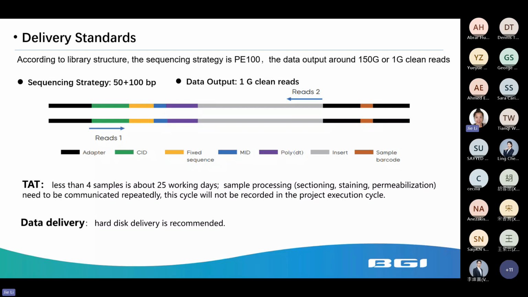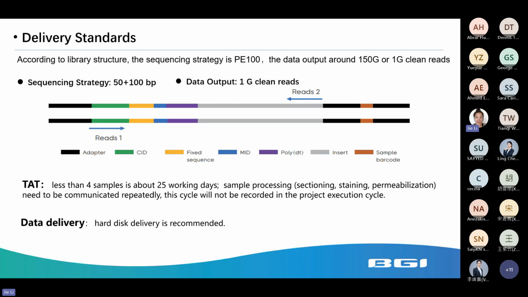And then after all this, we will do the library construction. For the standard delivery, we will do sequencing. Read length is about PE 50 plus 100. For read 1, we will have the CID sequence and the MID sequence with the poly-T, and for the insert section, we will start from read 2.